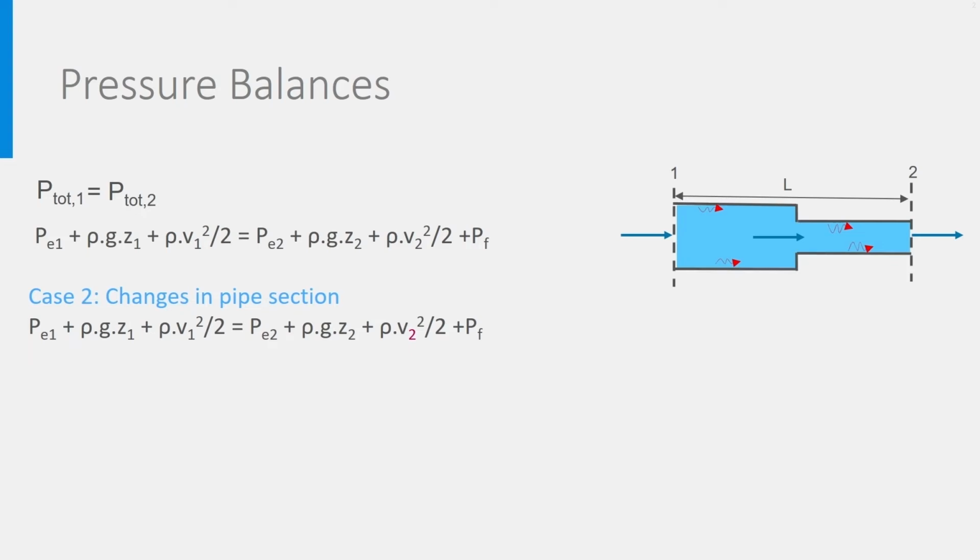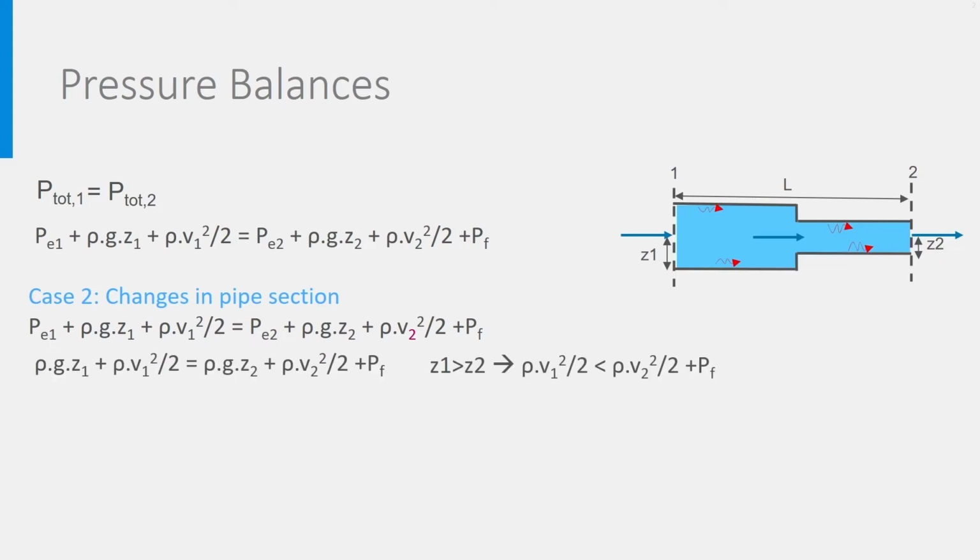What happens now if there are changes in the section of pipes? The environmental pressure has not changed, but the height of the fluid column has. In my example, if we look at the center of the flow, it is half the original one. So the static pressure, rho g Z1, decreases. Because Z1 is larger than Z2, half rho V1 square must be lower than half rho V2 square plus the friction pressure. In general, the friction pressure is much smaller than the dynamic pressure, so in general the velocity V2 will be higher than V1.